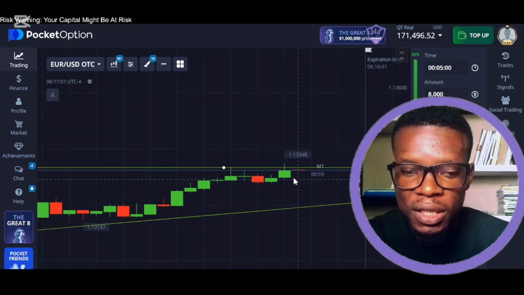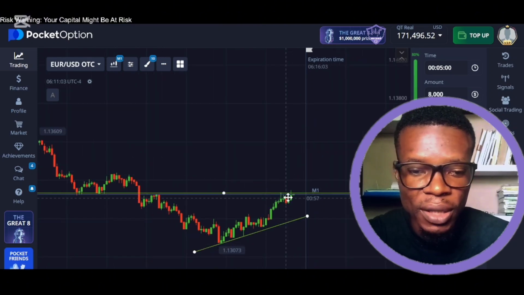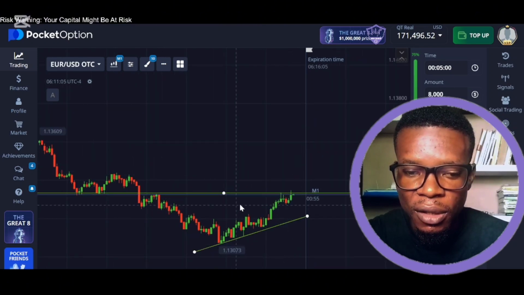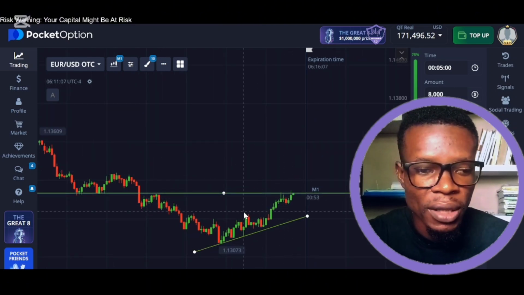Okay, this candle didn't close above, so let's see. We still have something to look out for. Let's see.